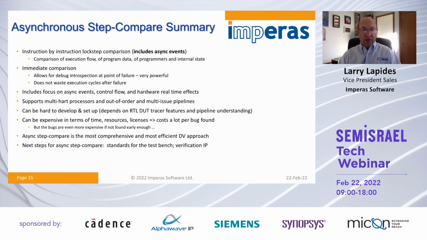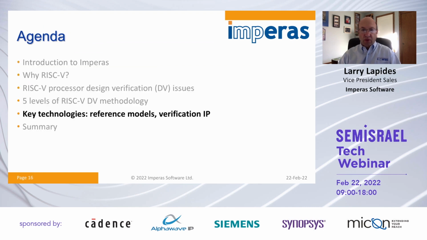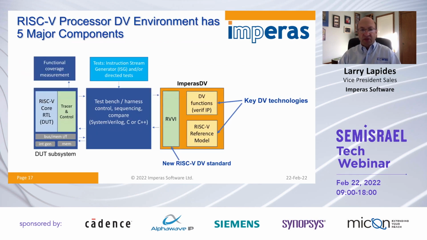It can be hard to develop and set up. It can be expensive in terms of time, resource, and licenses. So it can cost a lot per bug found, but bugs are even more expensive if not found early enough. So this is the most comprehensive and most efficient DV approach, but there are some improvements that can be made. The next steps for this asynchronous step and compare methodology are standards for the test bench and verification IP. So let's go talk about these things. Let's talk about reference models, the verification IP, and the standards.